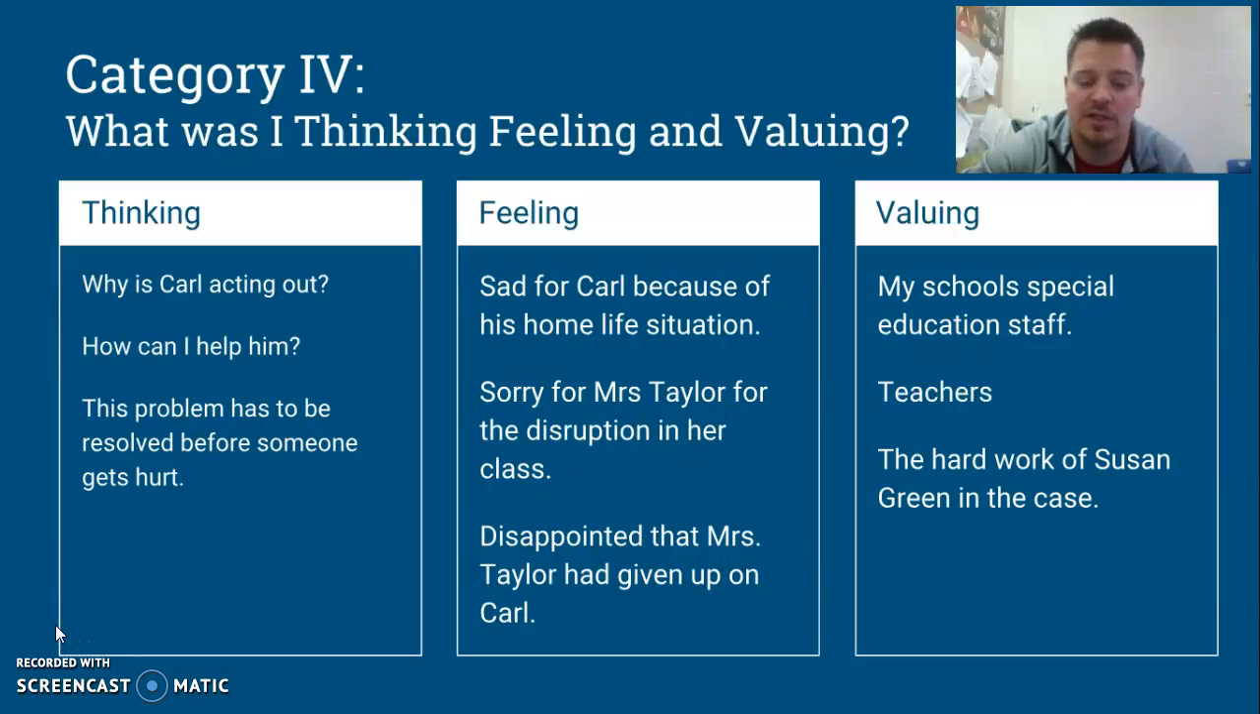And I was also disappointed that Mrs. Taylor had given up on Carl, that she was just like, hey, I'm done with him, get him out. It's only been, I think it was said, 6 weeks. Maybe there's some ways you could de-escalate the situation, build a relationship with that student, and make things better for Carl and yourself.